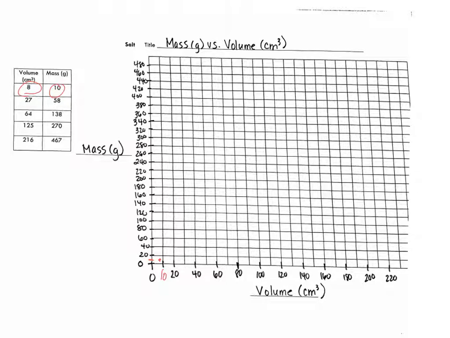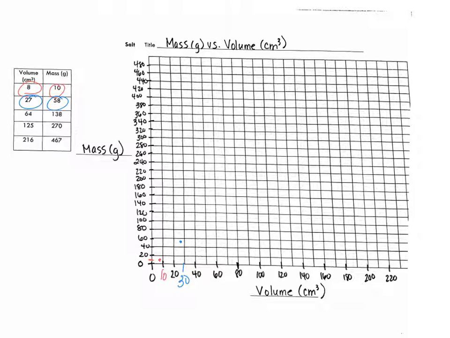For the next point, I'll just plot it in a different color. My volume is 27. So this is 20. This space isn't labeled, but I know it's even spacing, so I know this space is 30. So 27 is going to be between 20 and 30, closer to 30. And then 58 here is going to be really close to 60, but a little bit under. So I'm going to go about right there for my 58.